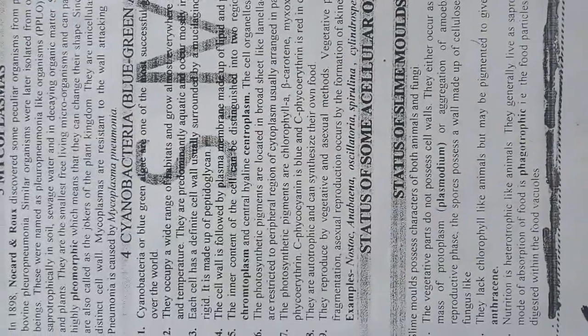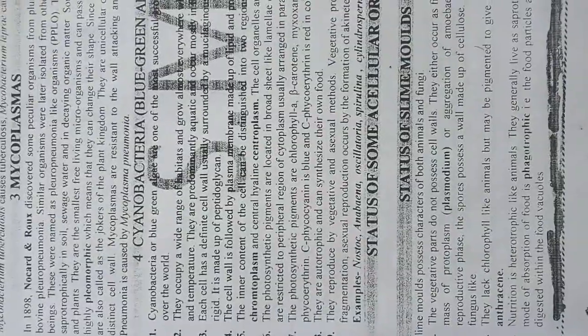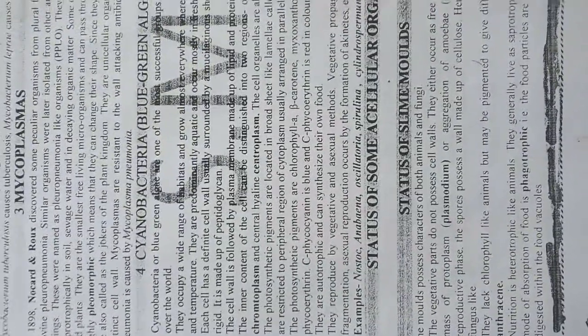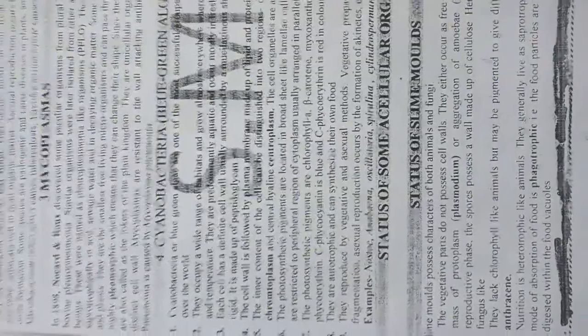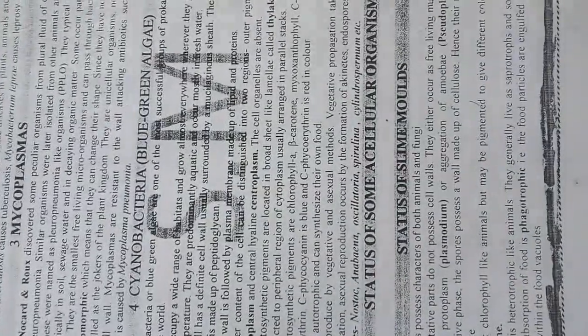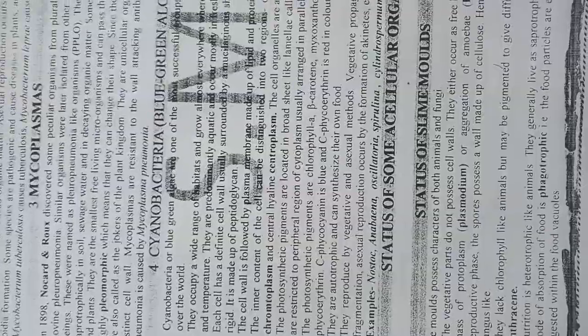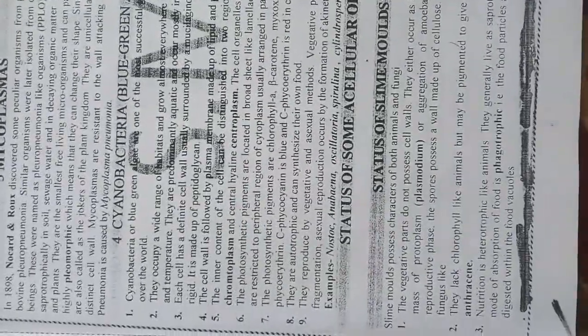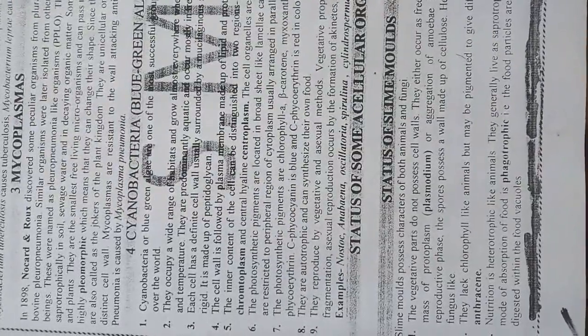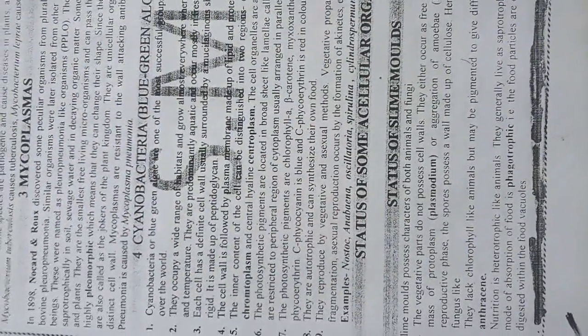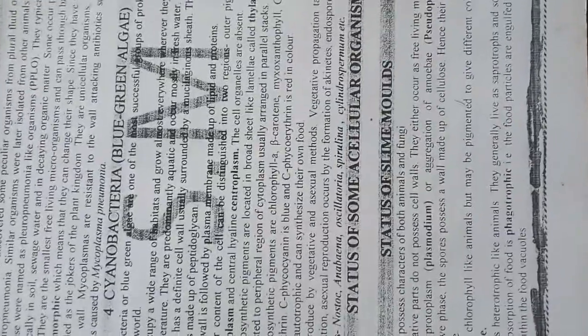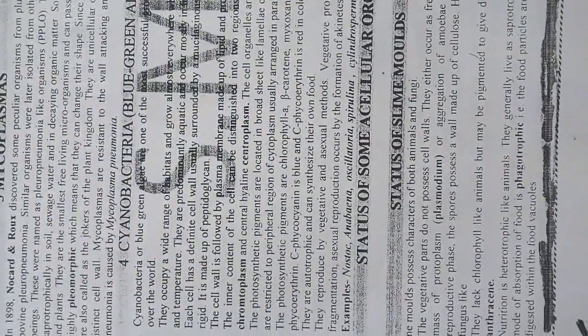Now, the seventh general character of these cyanobacteria is the photosynthetic pigments. The photosynthetic pigments which are found in the cell are chlorophyll A, beta carotene, myxoxanthophyll, C-phycocyanin, and C-phycoerythrin. These are the different photosynthetic pigments found in the cell of the cyanobacteria.